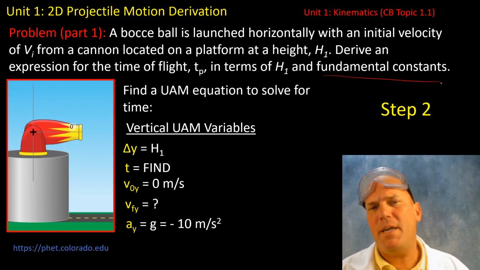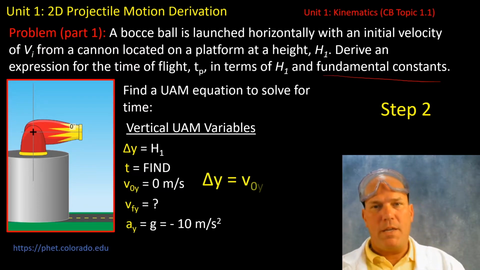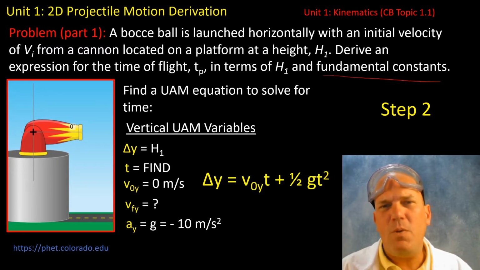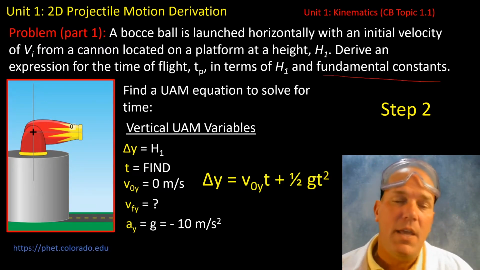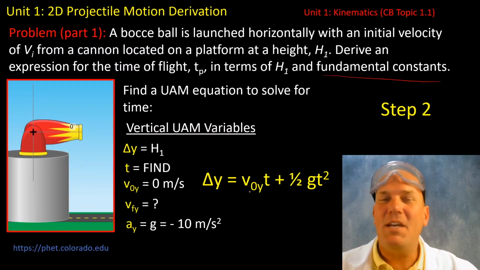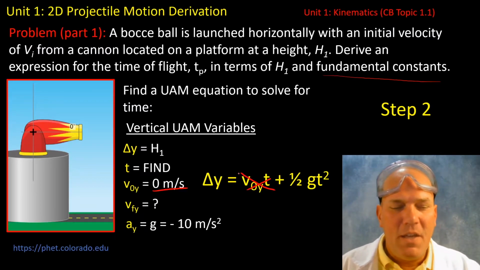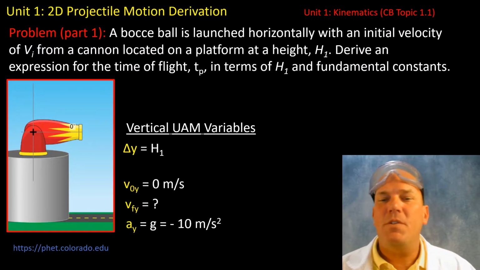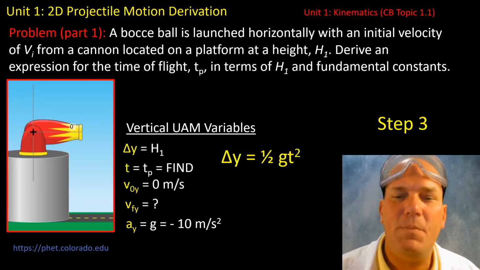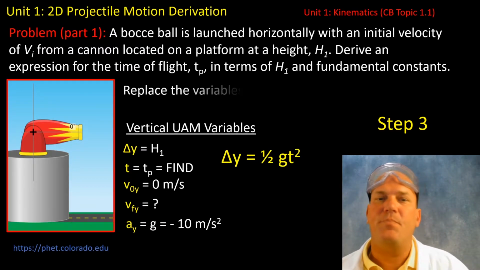So next we pick a UAM that will enable us to solve for time. This particular equation becomes our go-to, our best equation for this derivation. And what I like about it, and what I'm sure you will like about it, is because V naught y is 0 meters per second, this whole piece of the expression goes away, which means we're left with this simplified expression in which the change in vertical displacement is 1/2 g multiplied by time squared.